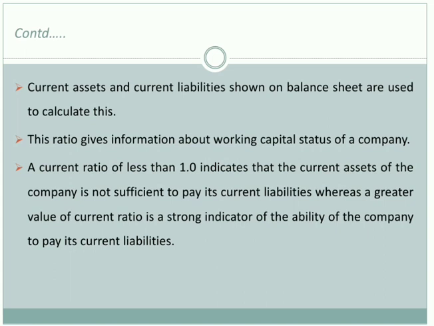If the current ratio is less than 1, it indicates that the current assets of the company are not sufficient to satisfy its current liabilities, whereas a greater value of current ratio is a strong indicator of the ability of the company to pay its current liabilities. It means your current ratio should be greater than 1. Once your current ratio is greater than 1, you can satisfactorily say that the current liabilities of the company can be easily satisfied.